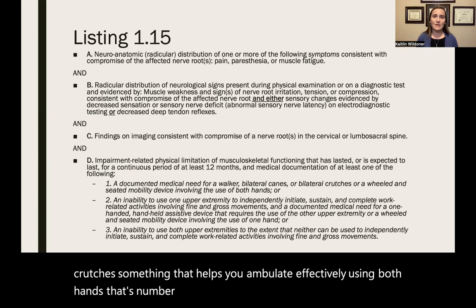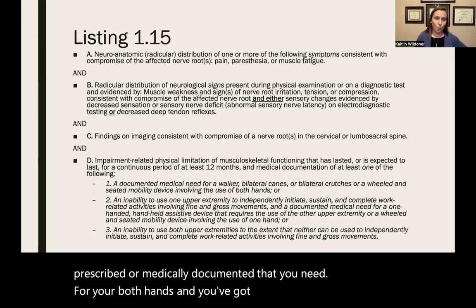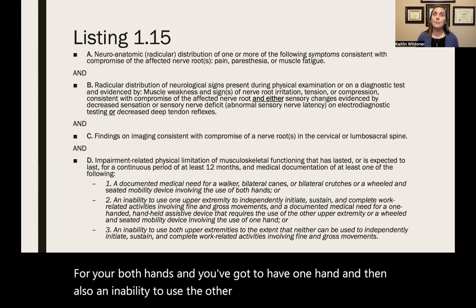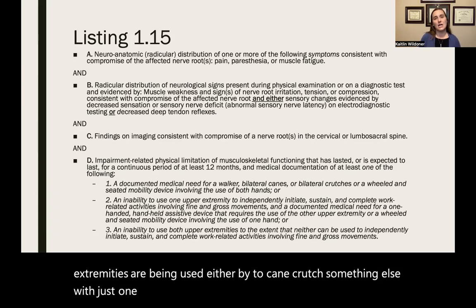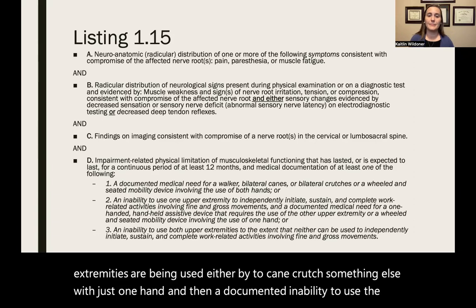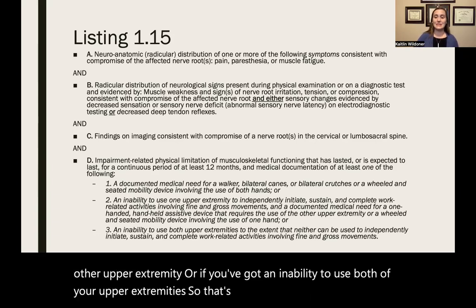If you don't have something prescribed or medically documented that you need for both hands, then you've got to have one hand and then also an inability to use the other. So both upper extremities are being used, either by holding on to a cane, crutch, something else with just one hand, and then a documented inability to use the other upper extremity. Or if you've got an inability to use both of your upper extremities. So that's how those come into play.